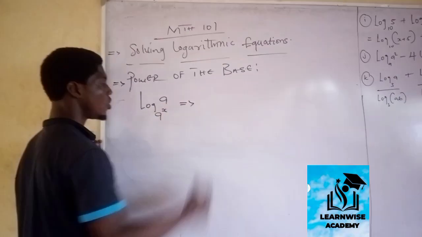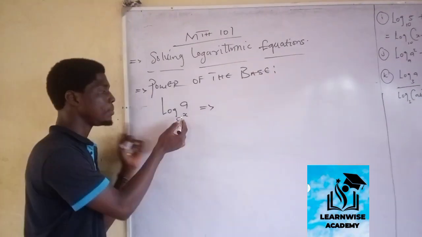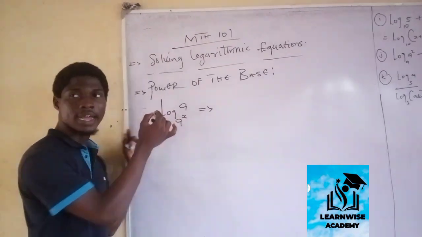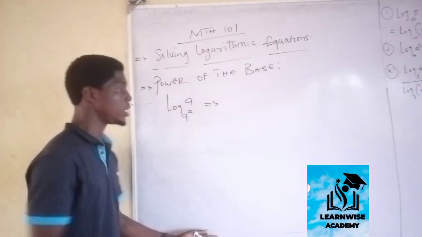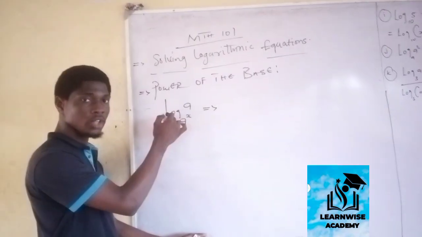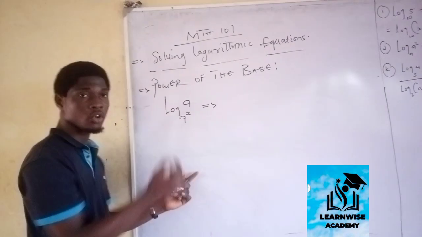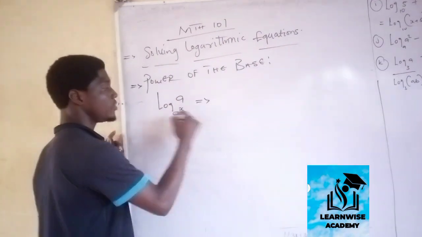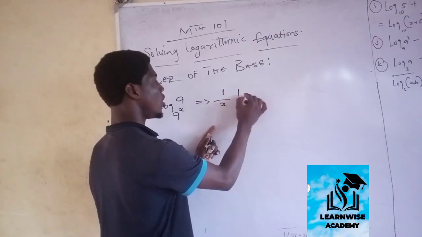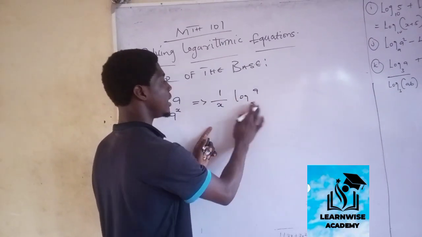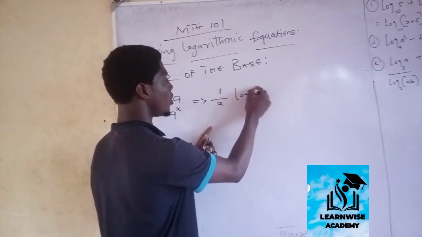Now this can be resolved. We want to resolve this now. The power of the base will come over just like we did with the power law. It will come over to the front of the law, and when it comes over, it becomes a reciprocal of itself. So we have 1 over x of log base A.